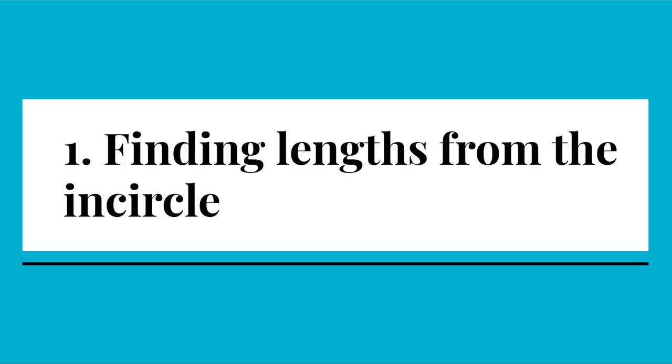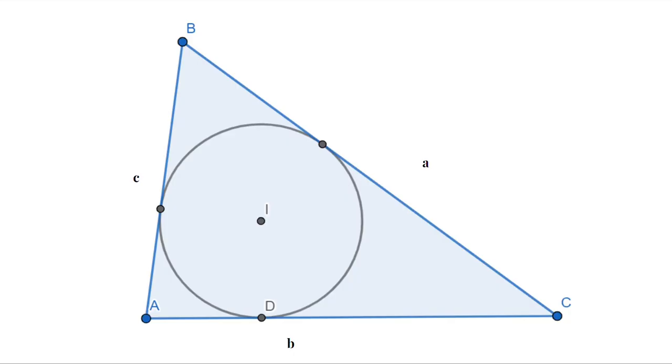Part 1, finding lengths from the incircle. Let's start with a triangle, ABC, with side lengths a, b, and c. Inside of that, we'll put the incircle, which is the circle that fits snugly inside and hits each of the sides in exactly one point. Let's find the lengths from those points to A, B, and C.